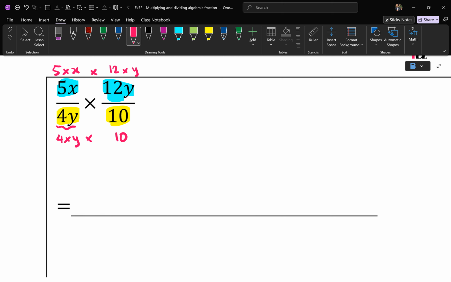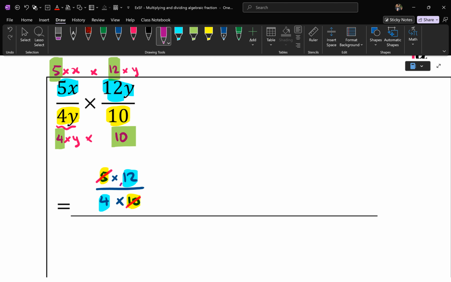So let's just focus on the numbers right now. So 5, 12, 4, and 10. If I write it out, it's 5 times 12 on the top, 4 times 10 on the bottom. So I'm just focusing on the numbers first. I'm ignoring the letters. Yeah? Are there any common factors that you can simplify? Yes, Sully? 5 and 10? Very good. So 5 and 10 have a common factor of 5. And then you can see that 12 and 4 have a common factor of 4.